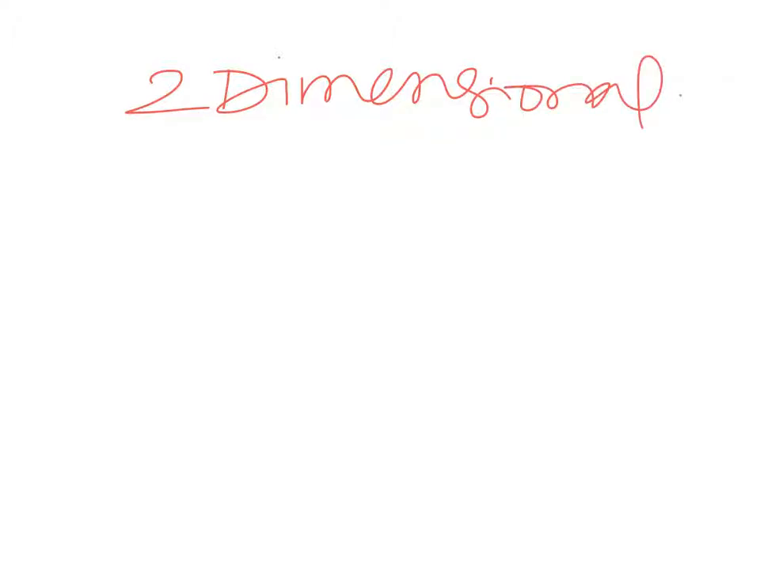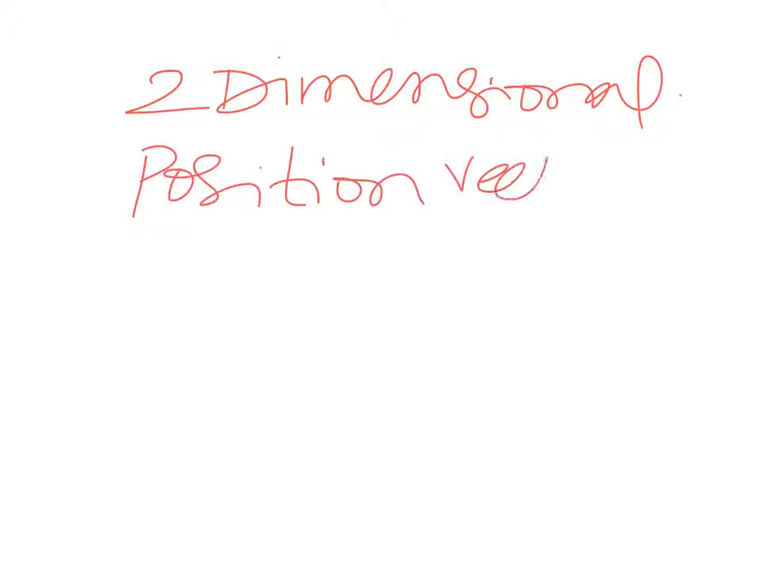Now, motion in a plane. When we are talking about motion in a plane, we have two-dimensional motion. But before that, we need to understand what a position vector is and what a displacement vector is. So let's study about the position vector.